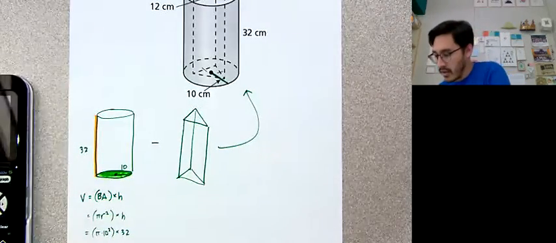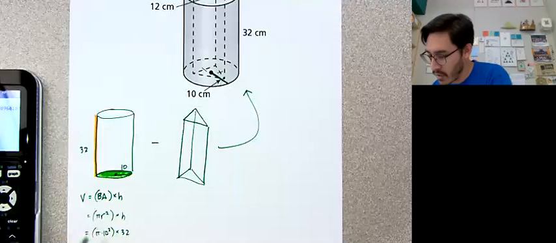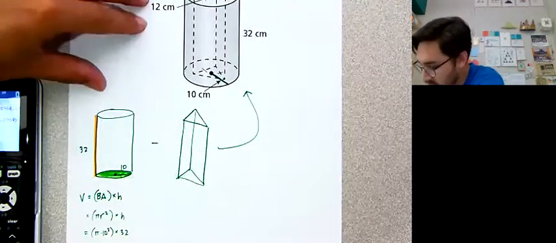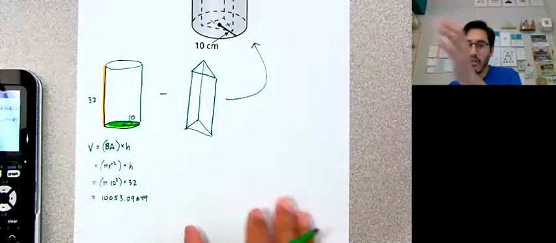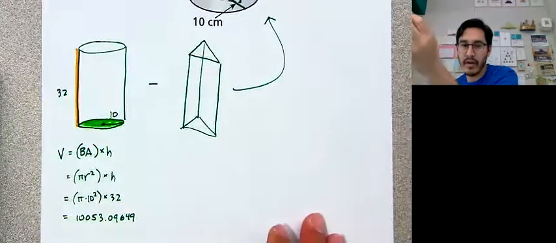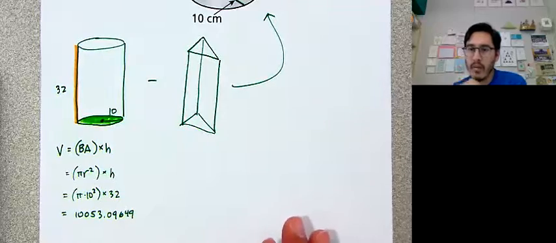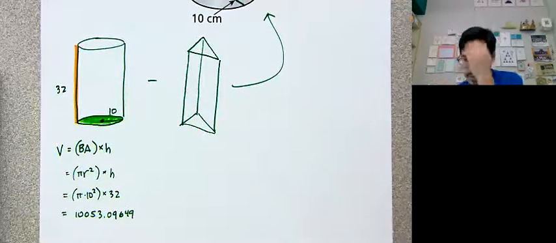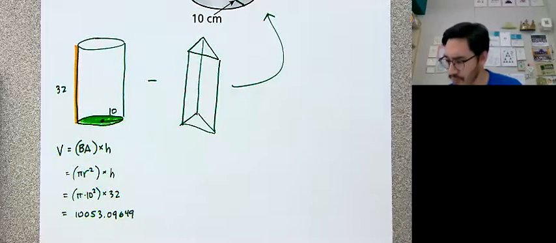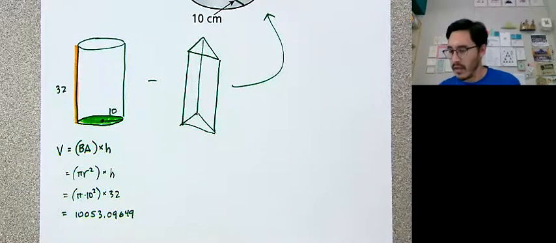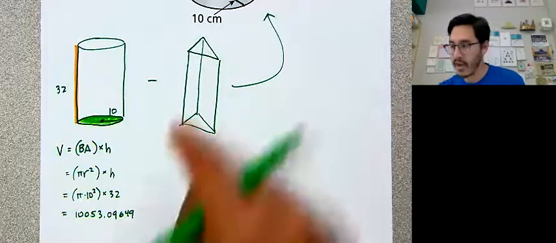Let's go ahead and calculate this. Pi times 10 squared times 32 is 10,053.09649. I wrote out all the digits on my calculator screen, because I don't want to round too early and lose precision. So I'm just going to write as many digits as I can see. That's the total volume of the cylinder, but then we have that triangle cutout.